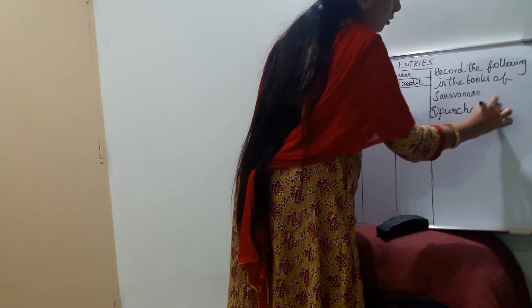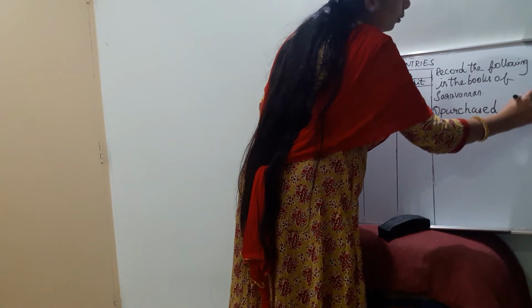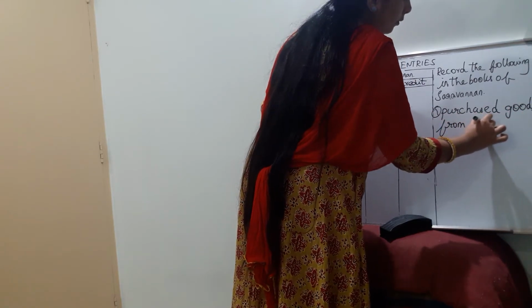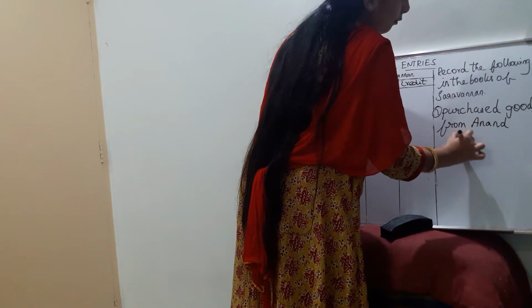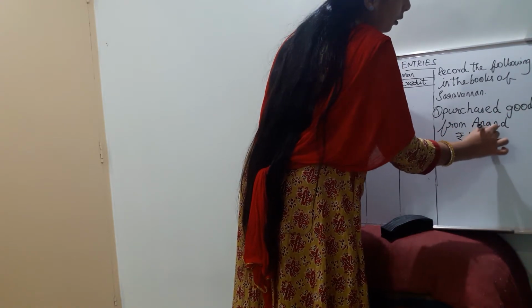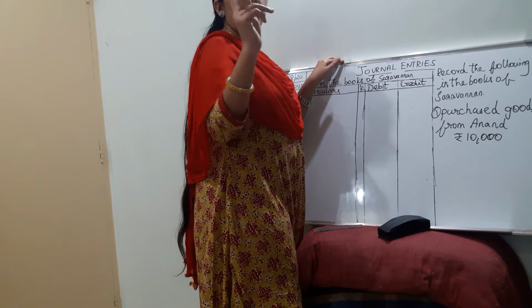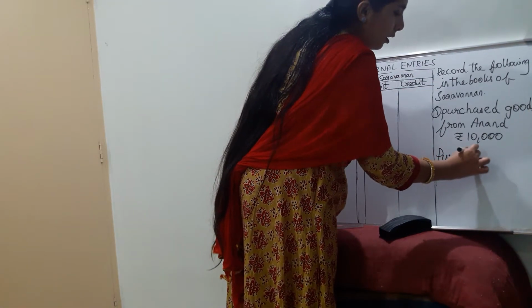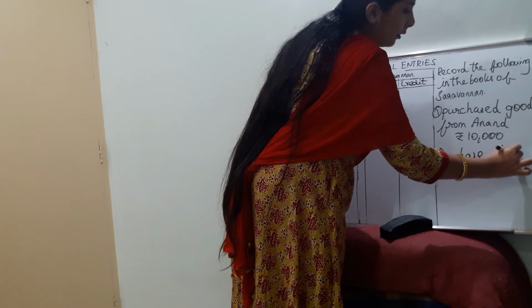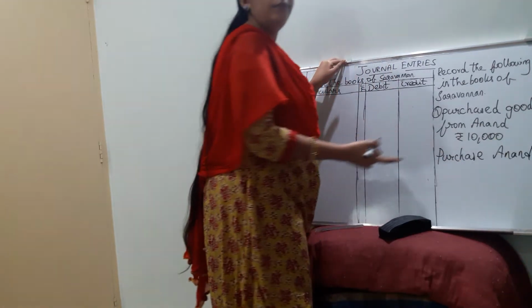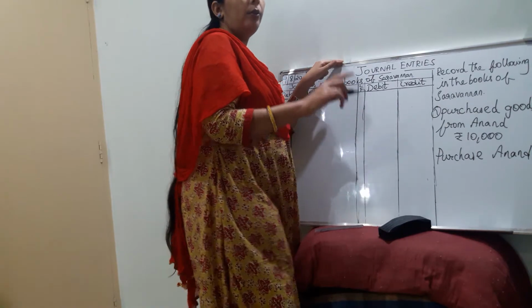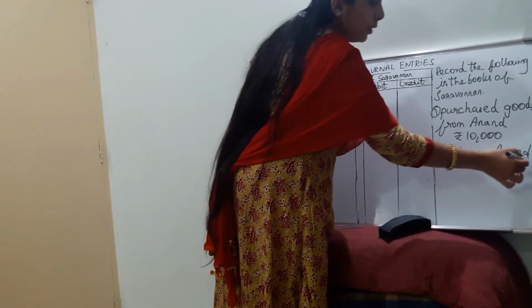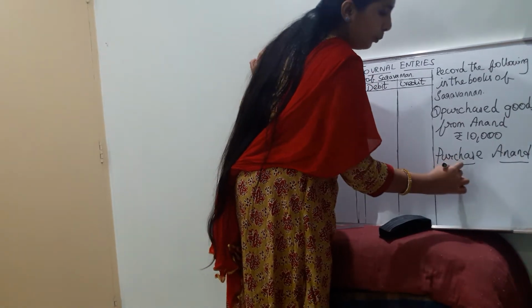Purchased goods from Anand for rupees 10,000. In this, as usual, two accounts are involved. One is purchase and the other one is Anand. First one is purchase, second one is Anand, however you may take it.